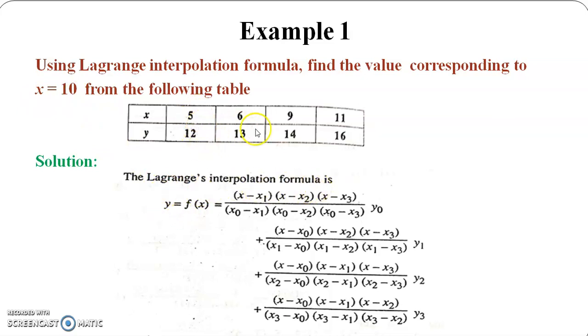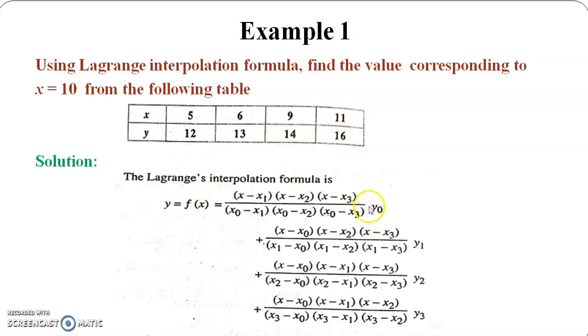So here we have four data. Take the data like this. This is x0, x1, x2, x3. So we have x0 from x0 to x3. Here y0, y1, y2, y3, right? Okay, that is n equal to 3 here, right? Now write the Lagrange interpolation formula.